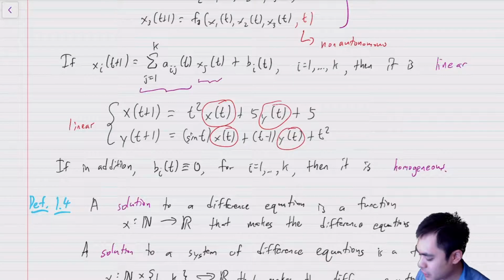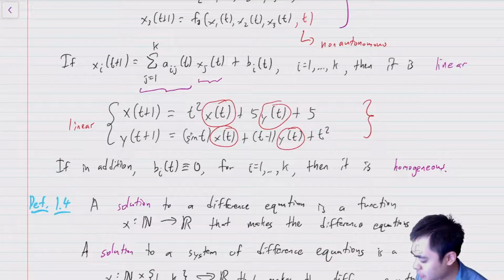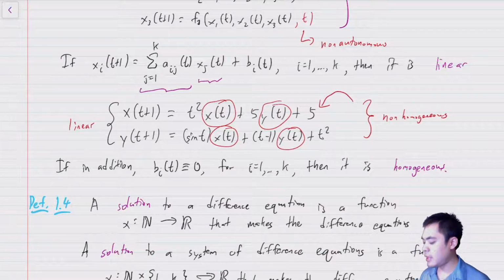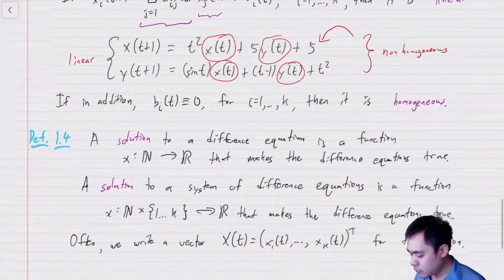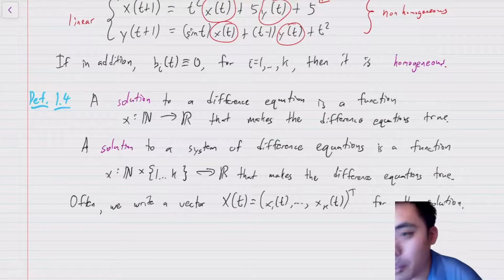And so this particular example is non-homogeneous because we have a b sub t term that's not equal to 0. If we set those equal to 0, then it becomes homogeneous. Okay, let's move on. And now we get to the punchline.